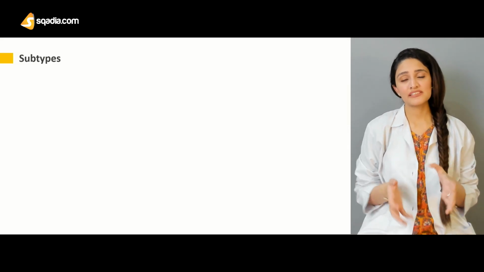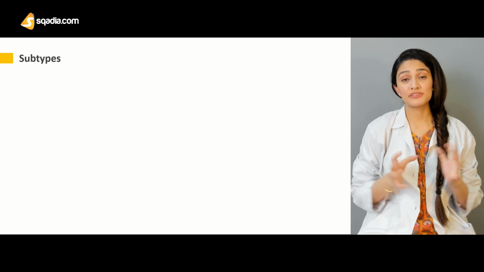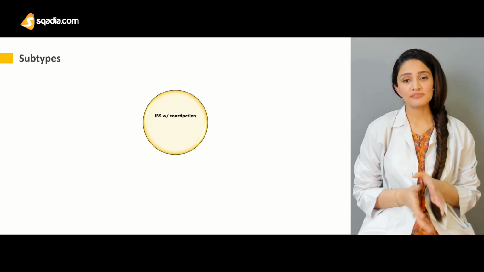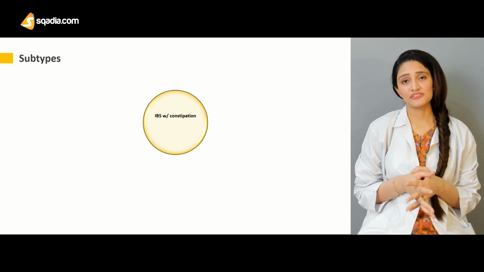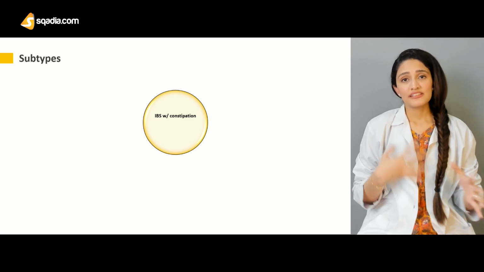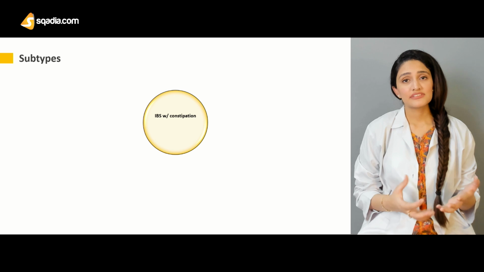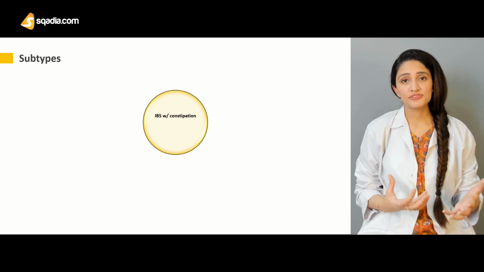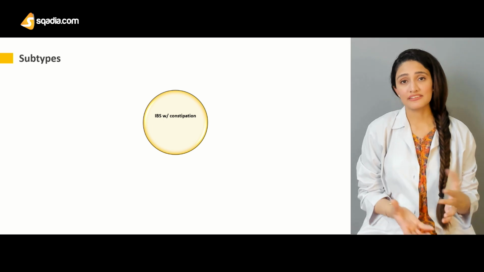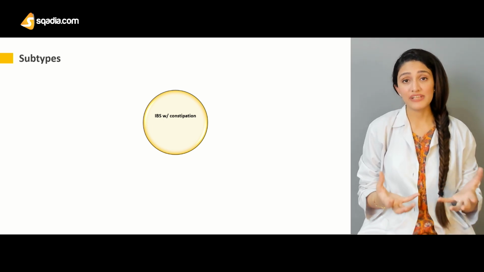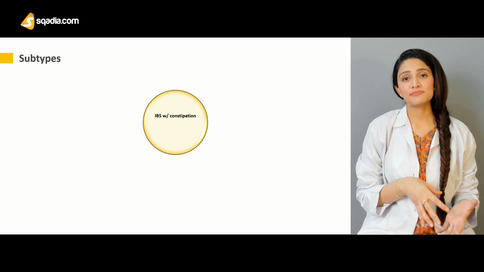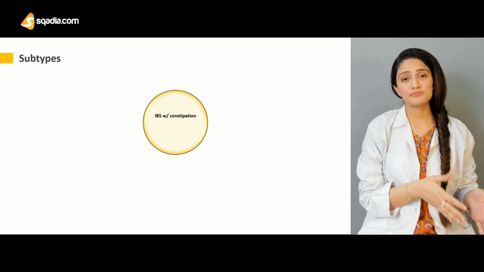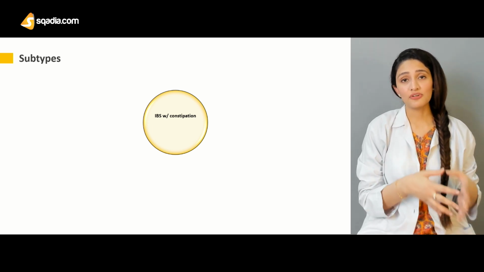So firstly, if we talk about the subtypes, there are three main subtypes of irritable bowel syndrome depending upon the symptoms. One being irritable bowel syndrome with constipation. As you all know, it's related to the gastrointestinal tract, so it's a sort of haphazard symptom that can be created. Some of these patients are completely specific to having constipation.